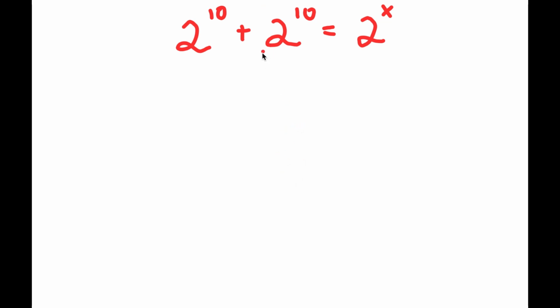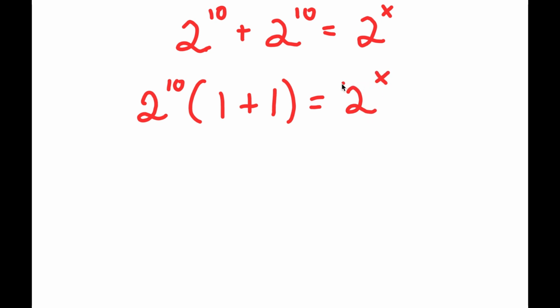Alright, so in this problem, I have 2^10 + 2^10 is equal to 2^x. So to solve this, I'm going to factor out 2^10. So I get 2^10 times (1 + 1) is equal to 2^x.